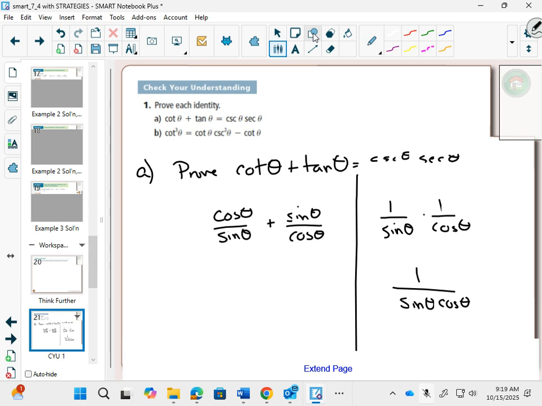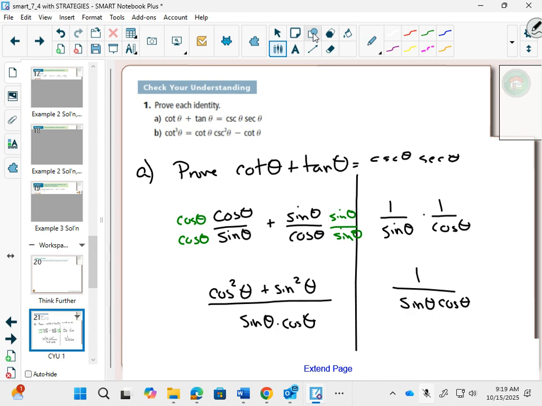On the left-hand side, I'm adding fractions. How do you add fractions? You would need a common denominator. So this one's missing a cos theta, so I multiply top and bottom by cos theta. This one's missing a sine theta, so I multiply top and bottom by sine theta. That would get me a common denominator of sine theta times cos theta. And in my numerator, I would have cos squared theta plus sine squared theta.